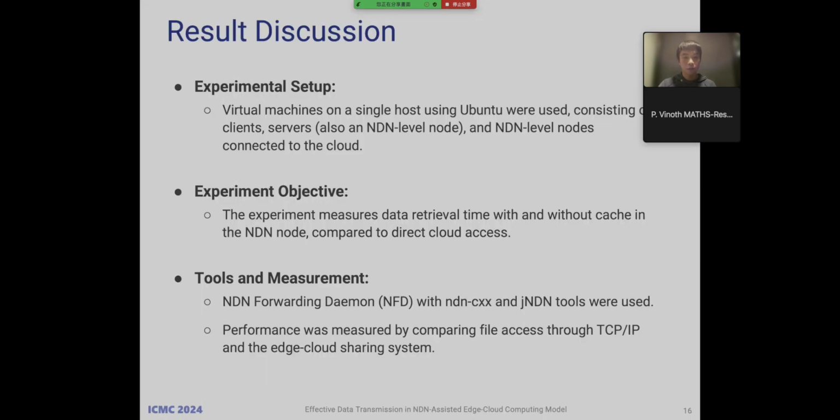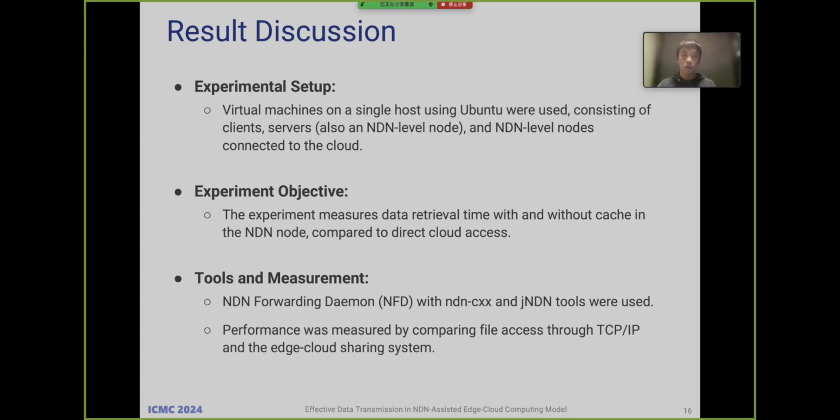So next, in this section, we'll present our findings and discuss the implications of the results. We'll briefly explore our experimental setup and objective. Our setup involved virtual machines on a single Ubuntu host, comprising client servers functioning as Endian level nodes, and Endian nodes connected to the cloud. This setup was important for realistic testing of our model.